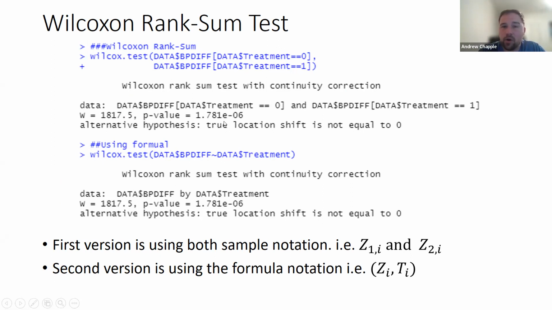I get a very, very small p-value. My alternative is that the median difference is not equal to 0. I reject the null that they are equal in favor of the alternative. So I can conclude that the median blood pressure changes between the 2 treatment groups are also not equal. And if I want to get a confidence interval for this difference, I do conf.int = TRUE.